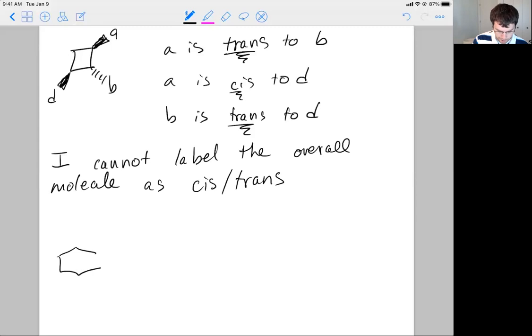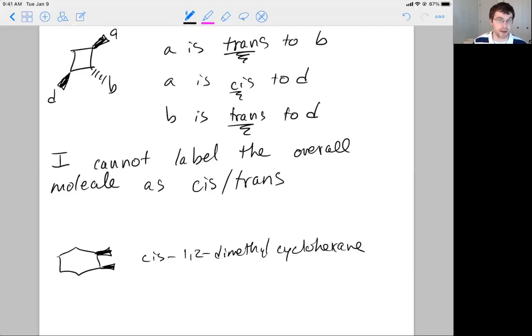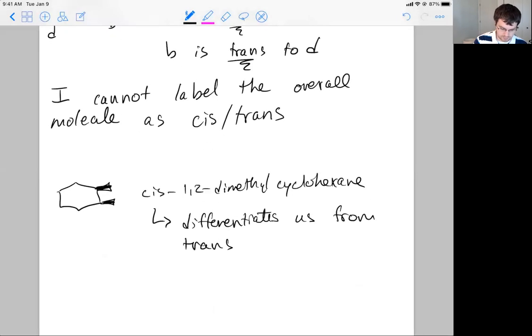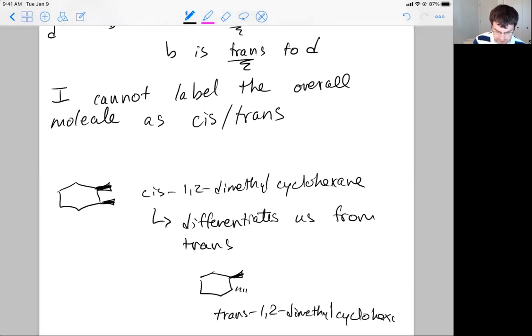All right, an example of that would be right here. In this case, we would call this cis-1,2-dimethylcyclohexane. Okay, that's an IUPAC name. That's actually a very helpful name because it differentiates us from the trans isomer. So that is the trans-1,2-dimethylcyclohexane. And you might be like, well, okay, the cis and trans makes sense.